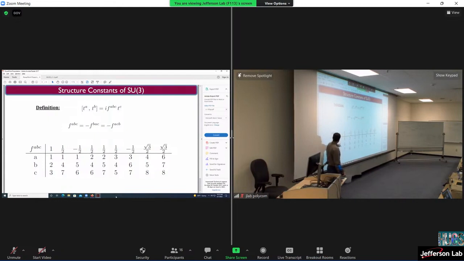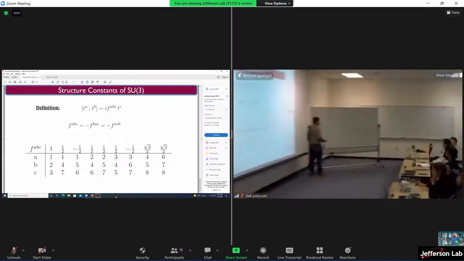So if I have f^{123}, the value is 1. If I have f^{147}, I get a half, and so on. These are the only non-zero values of the structure constants. The structure constants, by definition, are anti-symmetric. They are totally anti-symmetric under the exchange of any two indices.